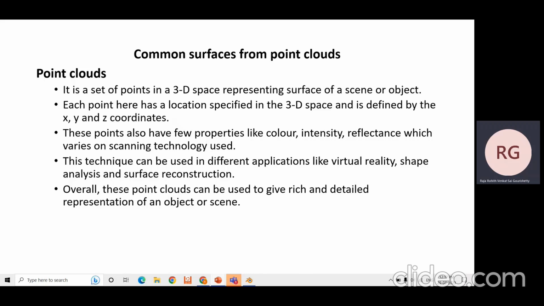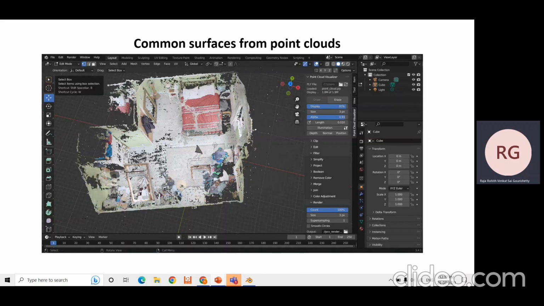I'll be discussing it in the Blender tool next. This technique can be used in different applications like virtual reality, shape analysis, and surface reconstruction. Overall, these points can be used to give a rich and detailed representation of an object or scene. This is the Blender tool in which you will be seeing the common surface point clouds. Let me open the tool.